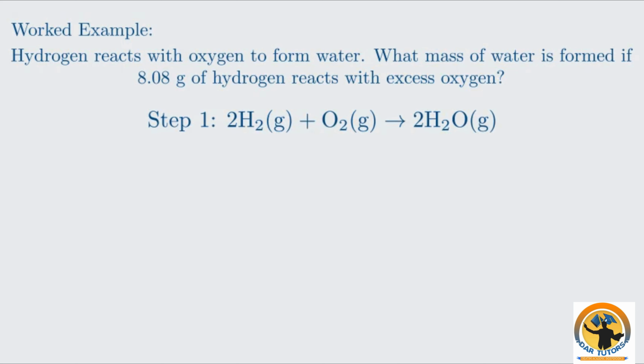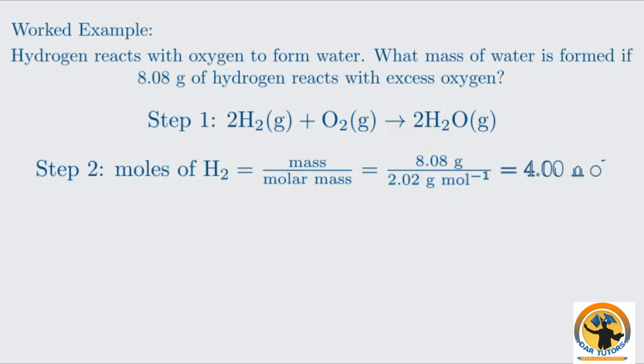Step 2 is to convert the mass of hydrogen to moles. The molar mass of H2 is 2.02 g/mol. We divide the mass, 8.08 grams, by the molar mass. 8.08 grams divided by 2.02 grams per mole gives us 4 moles of hydrogen.